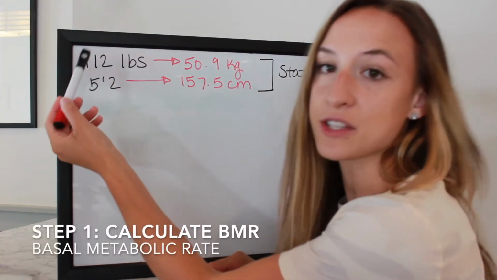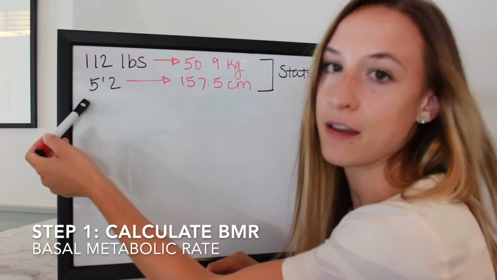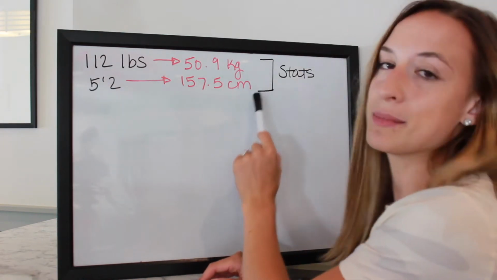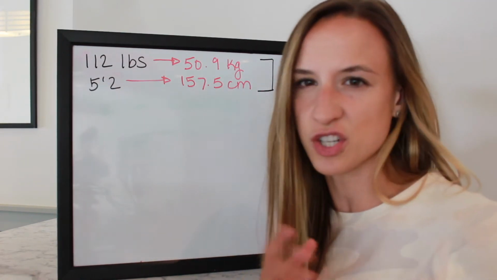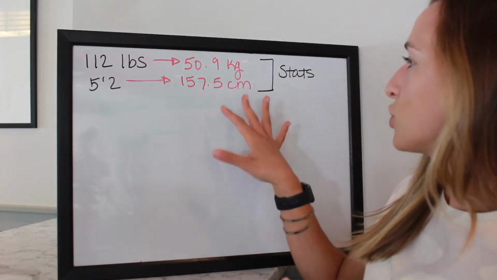So you do need my stats. I'm 112 pounds and I'm 5'2". I calculated that in kilograms and centimeters. I just did that conversion using a Google calculator. So these are my stats.